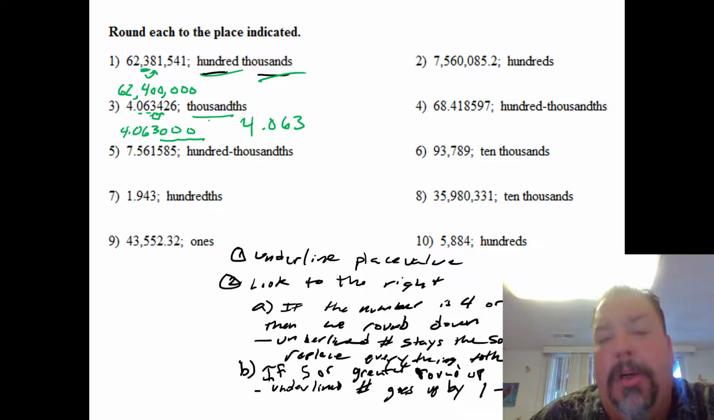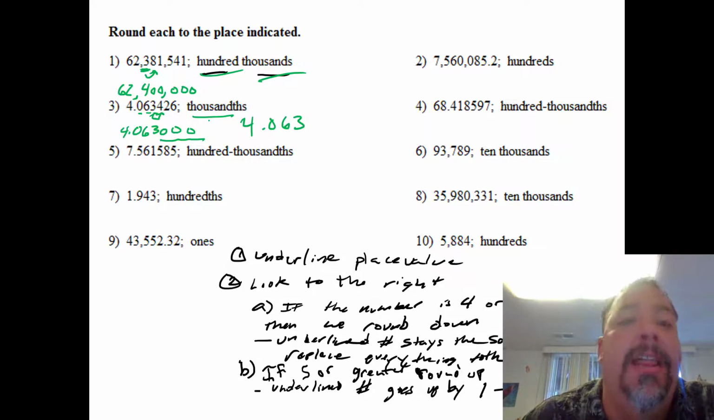And the correct way to read this would be 4 and 63 thousandths. That's the correct way to read it. I know usually I read it as 4.063 because that's easier. But technically we should read it as 4 and 63 thousandths. And we know that we've rounded to the thousandths because that's the way we read it.